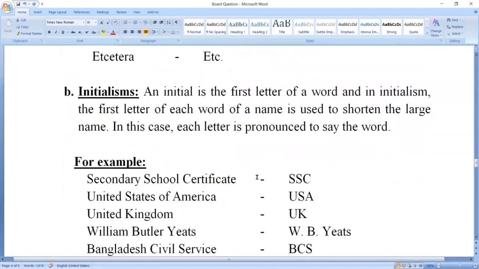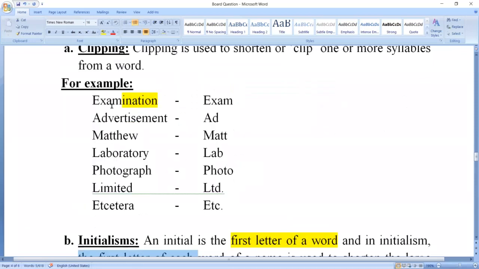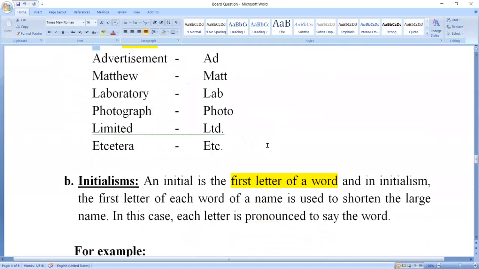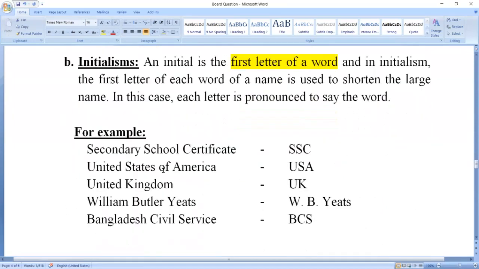Then initialisms. What is an initialism? An initial is the first letter of a word. In an initialism, the first letter of each word of a name is used to shorten the large name. So the first letter of each word is used, not the syllable, only the first letter. In clipping, we don't use only the first letter, but a syllable, by removing other syllables. But in initialisms, we only use the first letter. In this case, each letter is pronounced to say the word. When we say the word, we pronounce each letter. As we see in the example, secondary school certificate. This is the larger name.